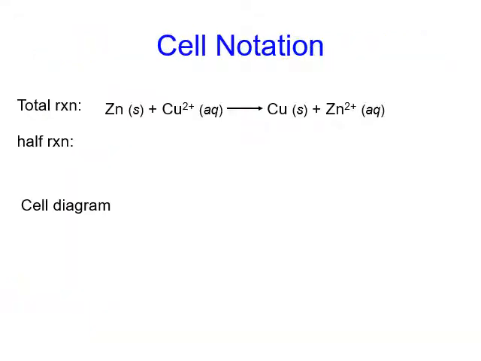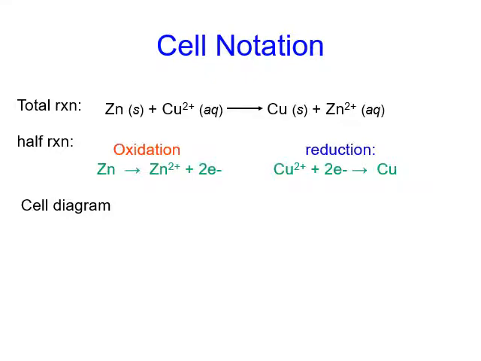To draw the electrochemical cell is time-consuming. Chemists designed a simple method to represent an electrochemical cell called cell notation. Let's take this same reaction as an example. The reaction involves two half reactions. One is the oxidation reaction, where zinc loses electrons to form zinc 2+. The other is the reduction reaction, where copper 2+ gains electrons to form copper metal.